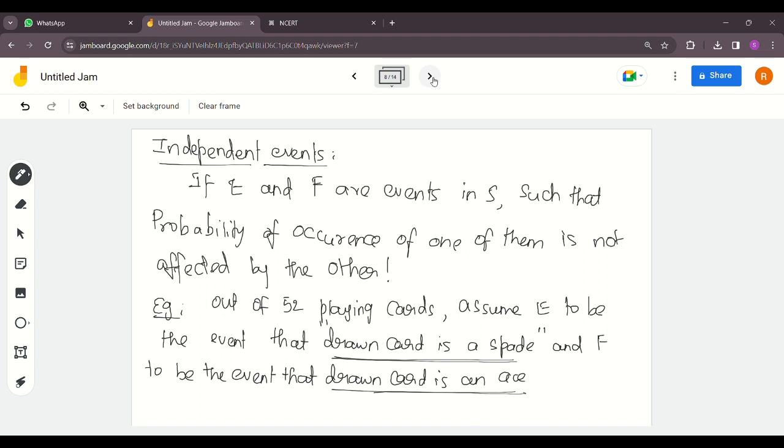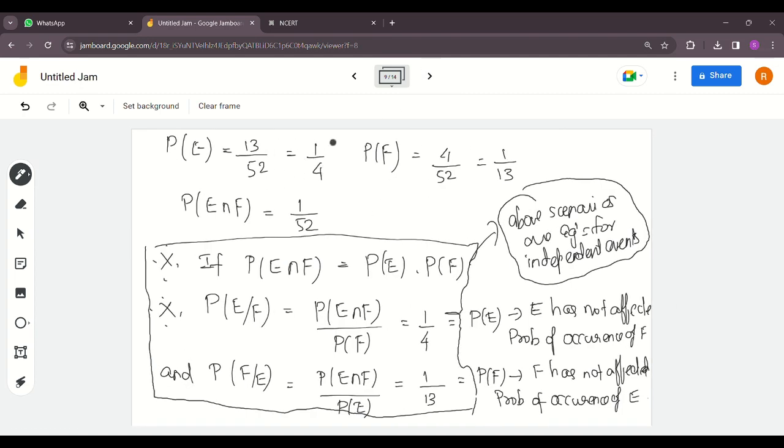If E and F are events in sample space S, such that the probability of occurrence of one of them is not affected by the other. I have given one example also. Out of 52 playing cards, assume E to be the event that the drawn card is a spade. Totally how many spades are there? Totally you have 13. And F is the event that the drawn card is an ace. So totally you have 4 aces. Now P of E, since it is a spade, is 13 by 52, which is 1 by 4.